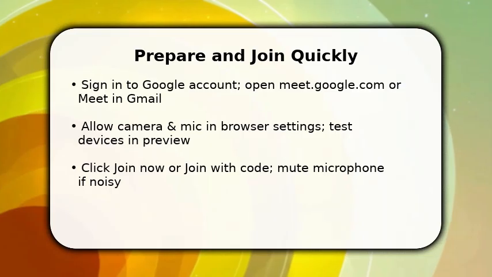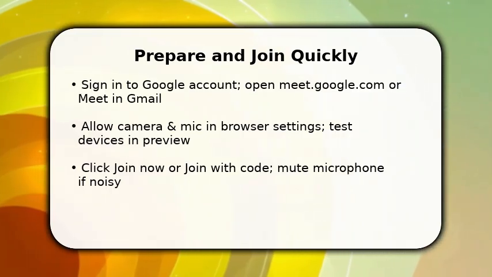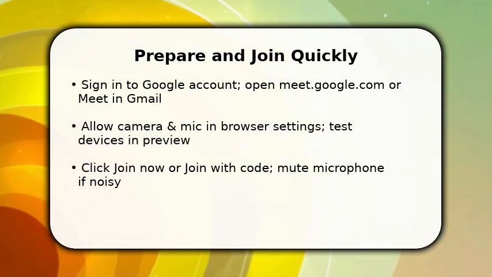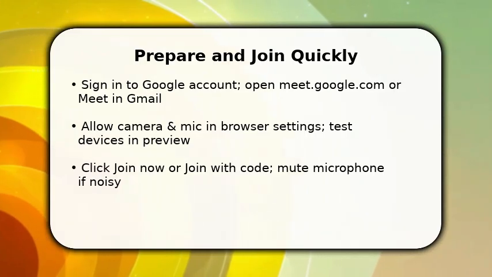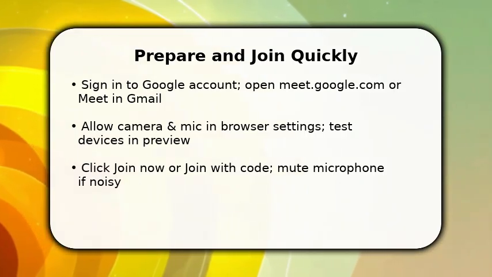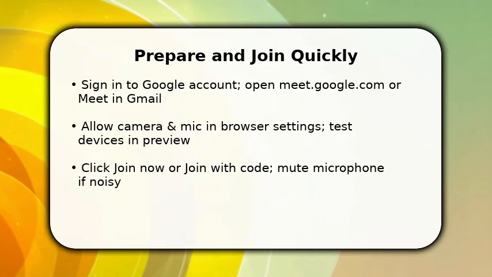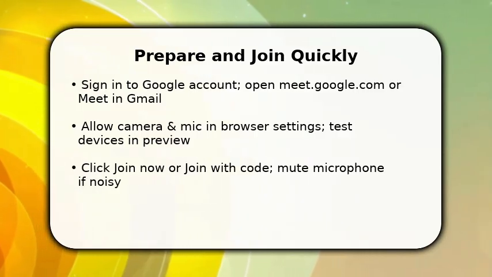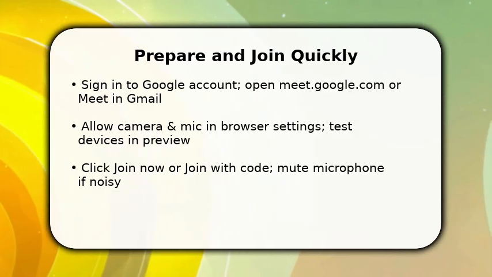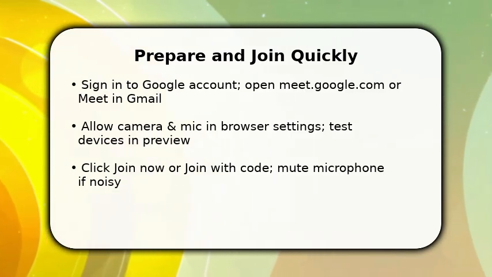You start by signing into your Google account and opening Meet. Make sure your browser has camera and microphone permissions so your devices work when you join. Once done, test camera and mic in the preview window to confirm audio levels and framing. If everything looks right, enter the meeting code or click Join Now.